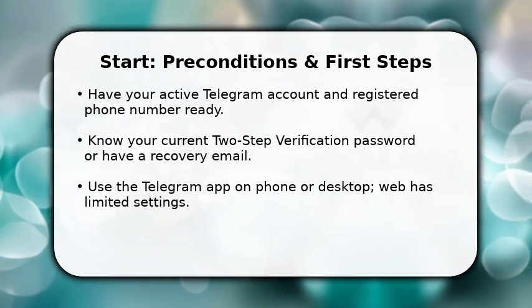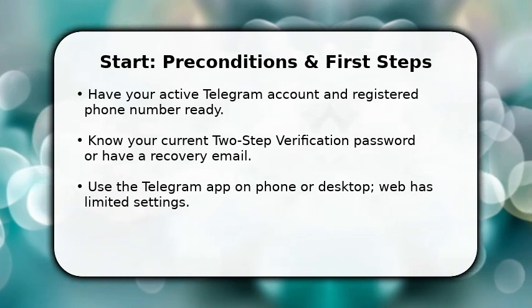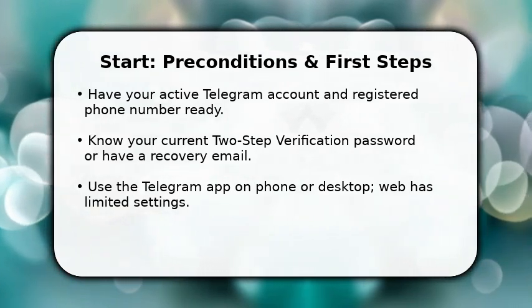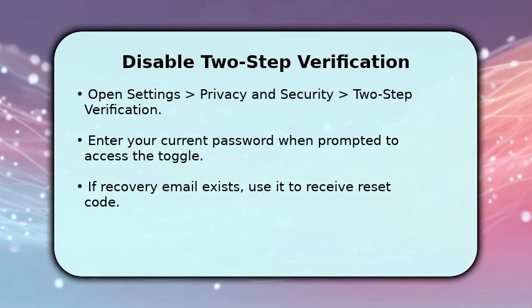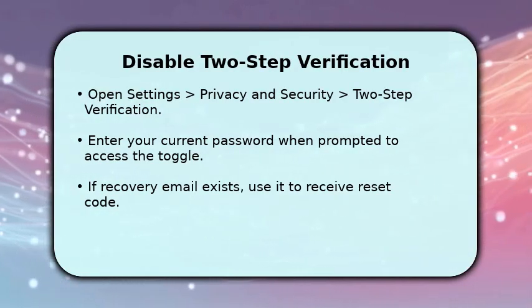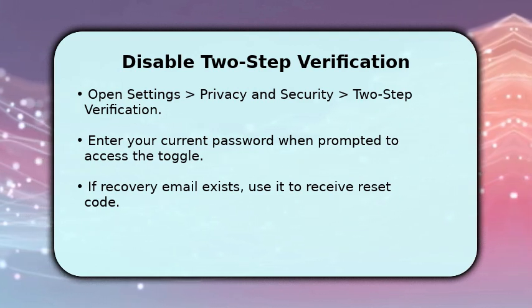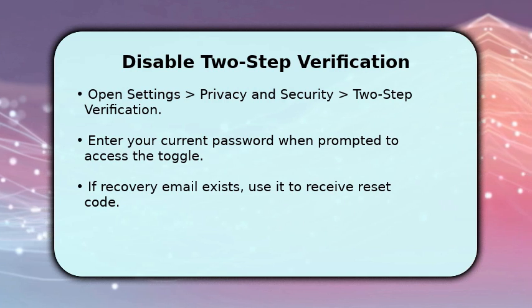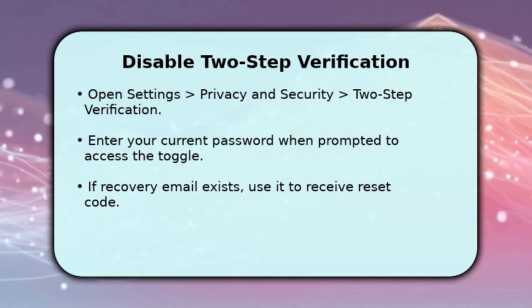Now tap Privacy and Security to reveal the two-step verification menu so you can begin disabling the feature. You will see the two-step verification screen. Tap it and select Change Password or Disable Password. Enter the exact current password. This authenticates you and allows removal. Once Telegram verifies the password, choose Disable or Remove two-step verification and confirm the action.